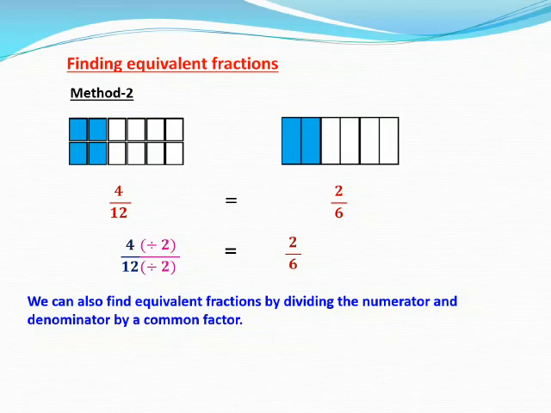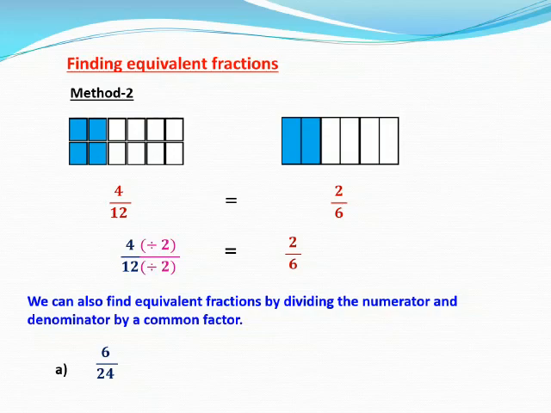Now let us take examples. First example is 6 by 24. Here we have to divide by a common factor. That means we have to find out the common factor of 6 and 24.